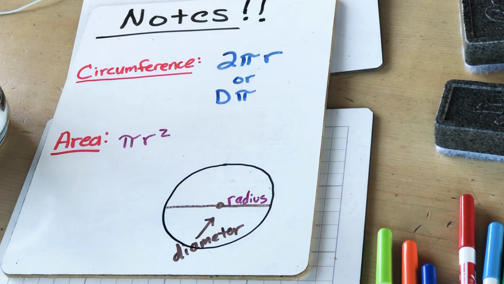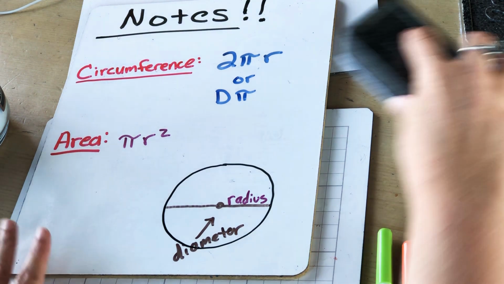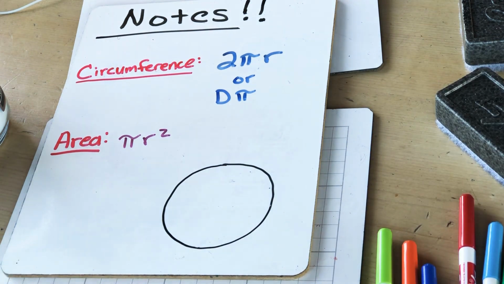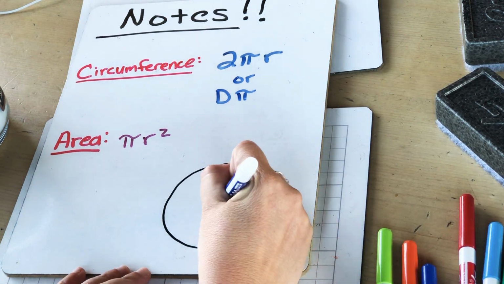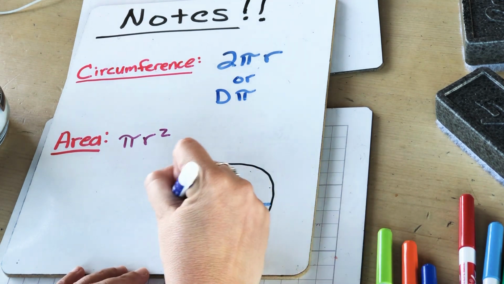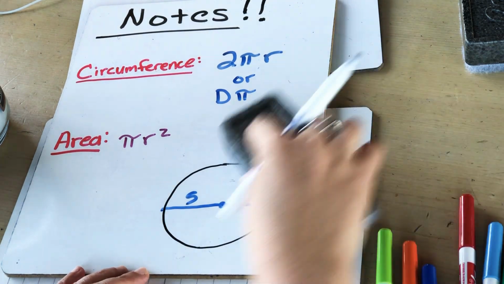All right, what's a little confusing to some people is the 2r versus the d. So I'm going to show you what that is. So let me erase and just go with my circle. Okay, if the radius is 5, what's the diameter going to be? 10. 5 plus 5, right?